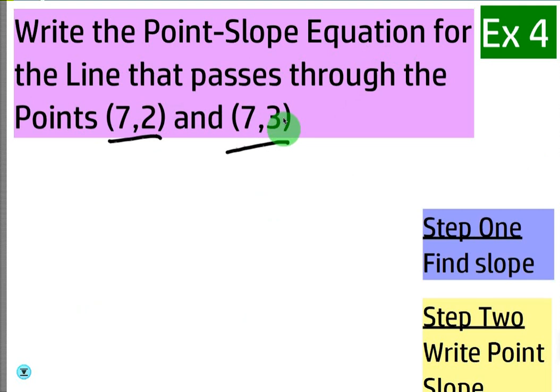So what do you notice given the 2 points? The x's are the same, right? Not the y's, but the x's. How does that affect the equation? What does that mean about the slope, actually? It's not 0, it's what? Undefined.